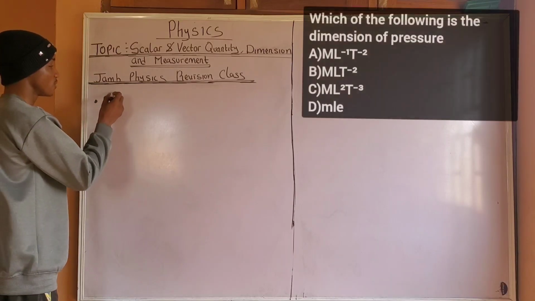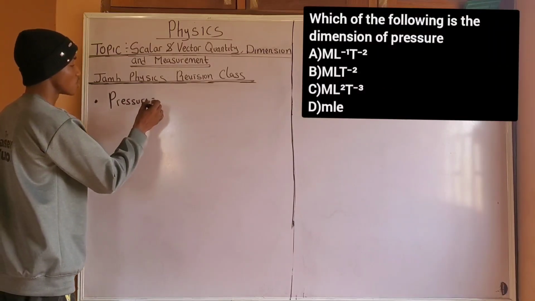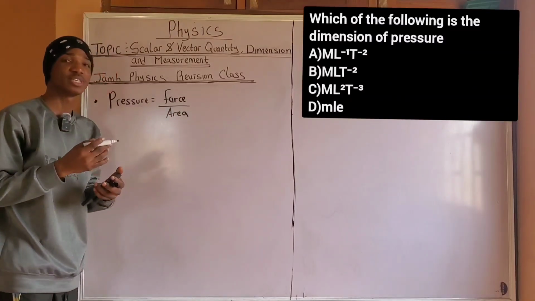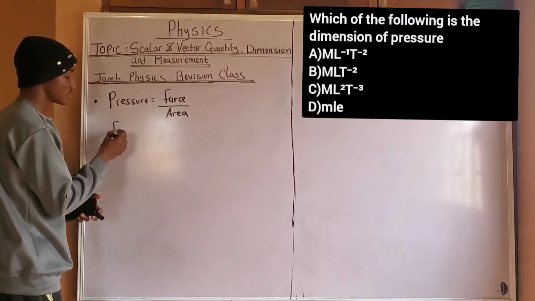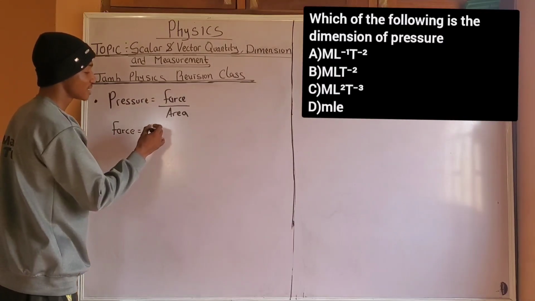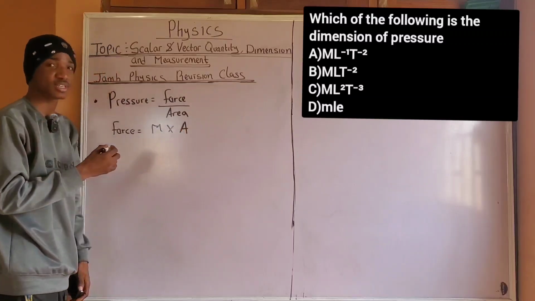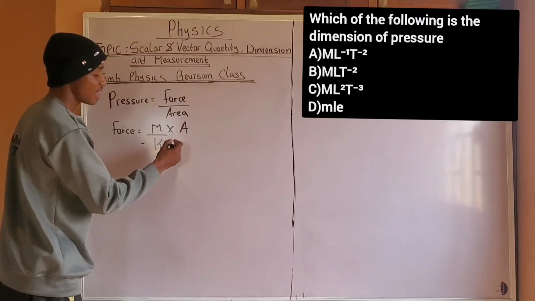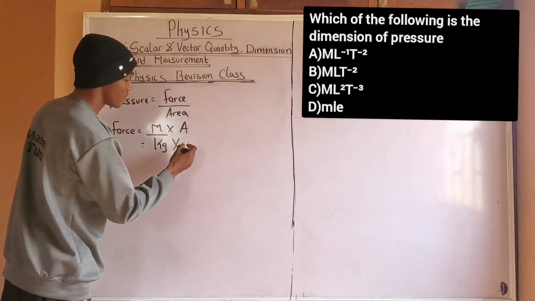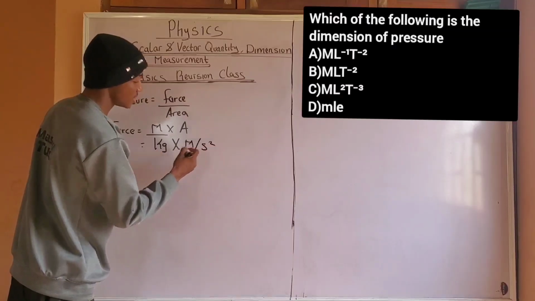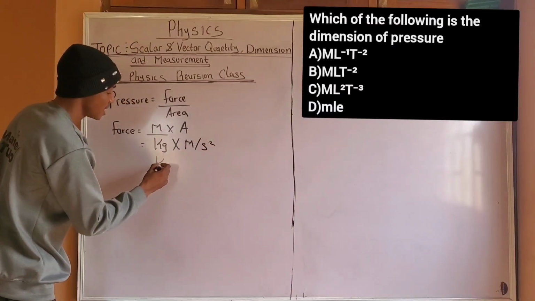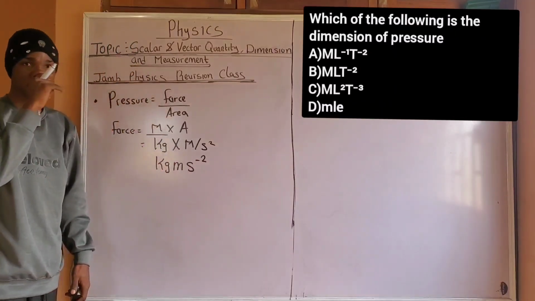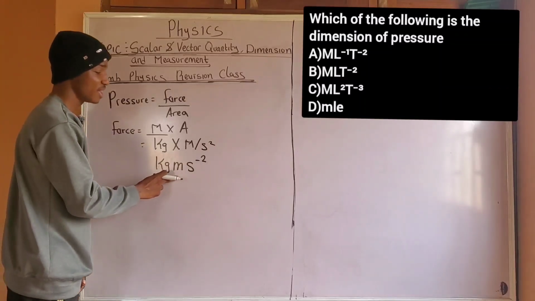We have pressure. Don't forget that pressure is equal to force over area. You understand? The force per unit area is what we call pressure. And force is equal to mass times acceleration. Do you understand? Are you getting it? Because we have mass here, this would be kilogram. And acceleration is meter per second squared. So here I'm going to have kg m s raised to the power of -2. That is for force. Do you understand? This unit that you see here is for force.